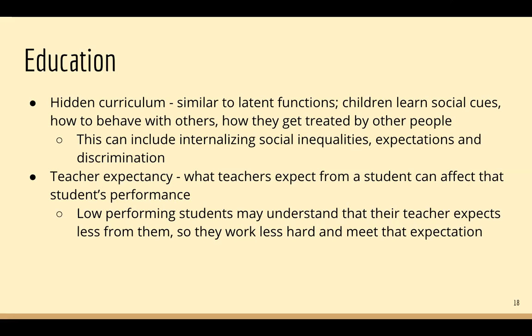And the other term that you need to know is teacher expectancy. This is a theory that teachers have different expectations from different students based on whatever background that may be. It could be racial prejudice or gender prejudice, different things. To define this, for example, if teachers expect less from students who normally perform below average, then those students might have an inclination to work less hard because they know that their teacher expects less from them, so they fulfill that expectation.